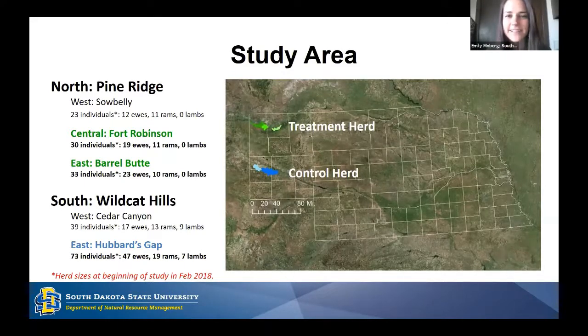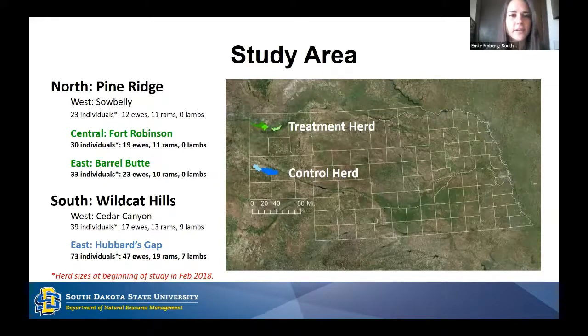South Dakota State University took over this study in 2018, and we continued through early fall of 2020. Since then, I've been back at Brookings, working on the analysis and trying to wrap up this project. To break down our study area, we have our treatment herd, which Todd was talking about, in the Pine Ridge, and then our control herd in the south, which is the Wildcat Hills.